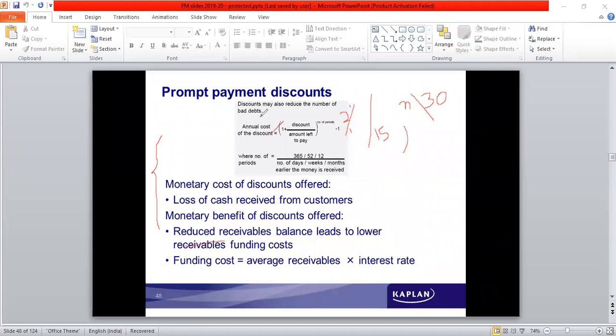What is the discount? Annual cost of discount is equal to, there is a formula given, 1 plus discount by amount left to pay. So if they are given a discount of 2%, 0.02, divided by, they will have to pay 98% of the amount. So divided by 0.98, whole to the power of how many periods are there during that year. So the number of periods in a year is what has to be calculated. That is to the exponential power, and the whole fraction minus 1 gives us what is effective cost of discount or annual cost of discount.